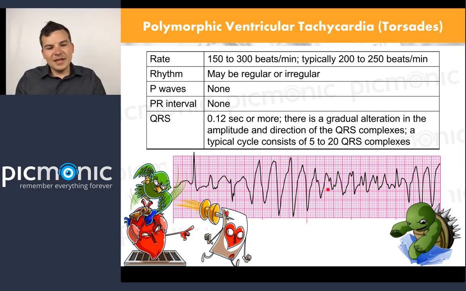What do we worry about with this? Well, polymorphic VTach, often torsades de pointes, can be caused by several different things. A conduction defect can cause torsades. R-on-T phenomenon can cause torsades. But what's important to know about this is that it needs immediate defibrillation, right? These patients are in big trouble.